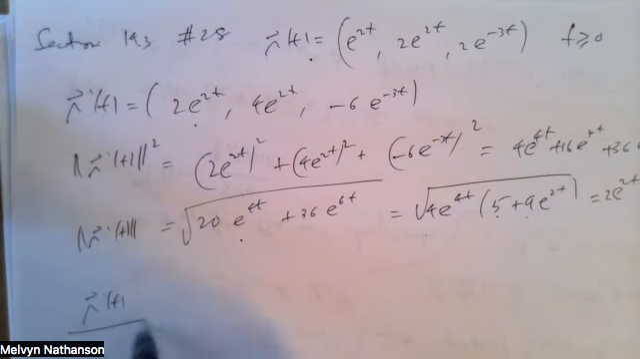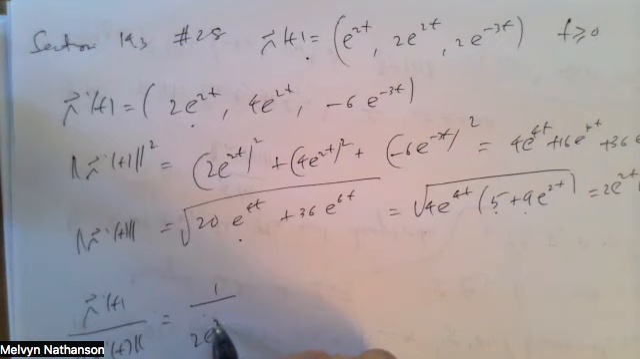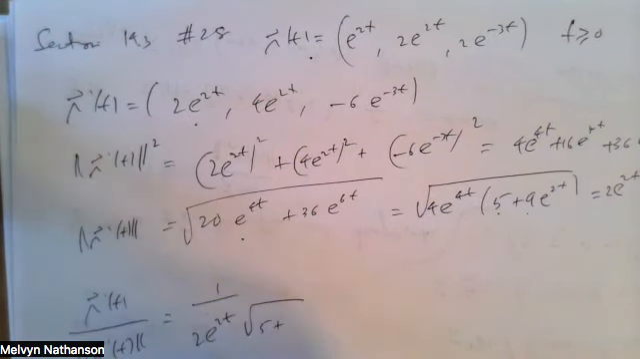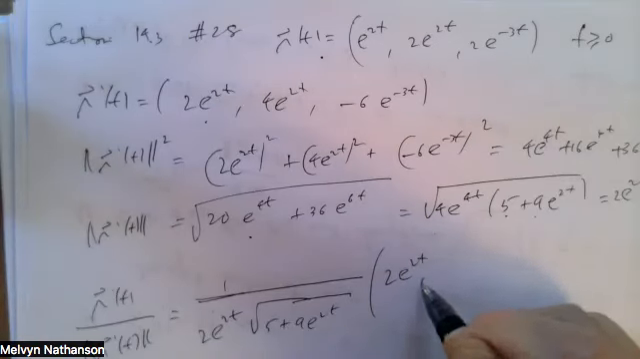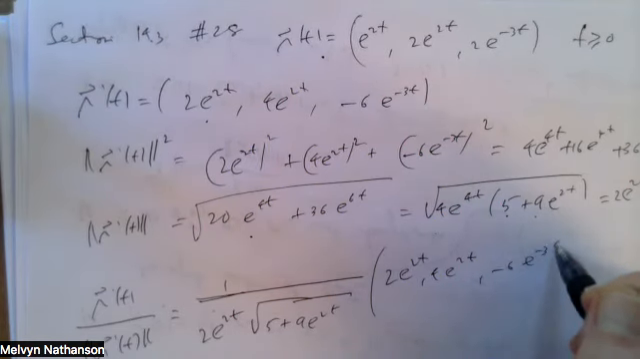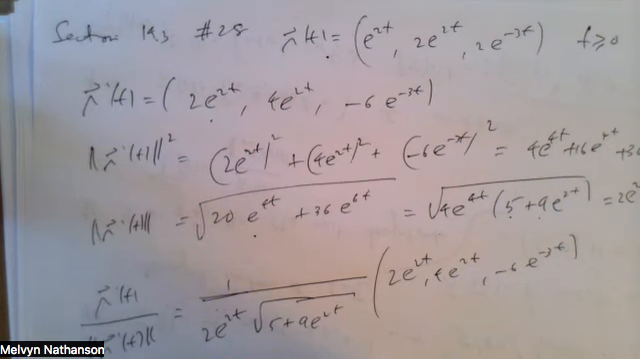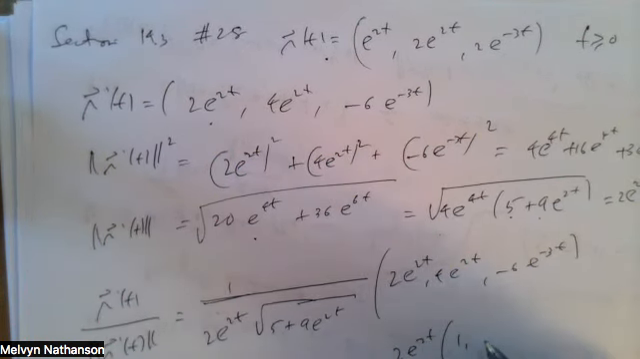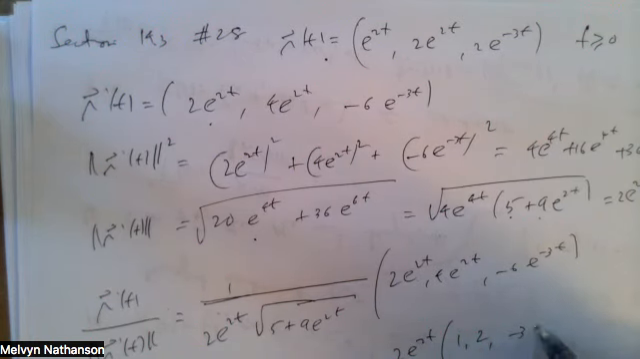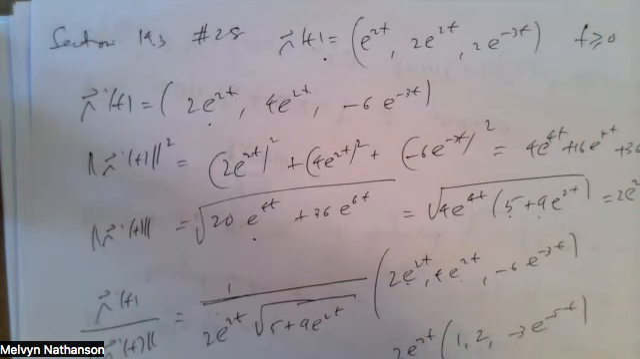So if I take r prime of t and divide by its length, that's 1 over 2e to the 2t square root of 5 plus 9e to the 2t times 2e to the 2t, 4e to the 2t, minus 6e to the minus 3t. From this vector, I could factor out a 2e to the 2t, I would get 1, 2, minus 3e to the minus 5t, I think, because this times this is 2e to the 2t, this times this is 4e to the 2t, this times this is minus 6e to the minus 3t.